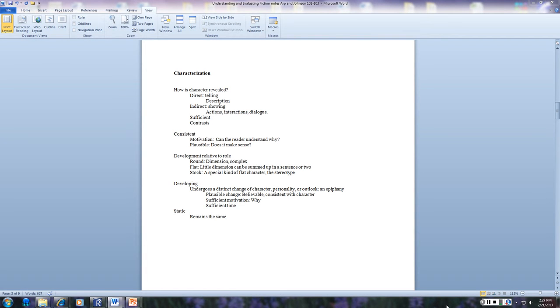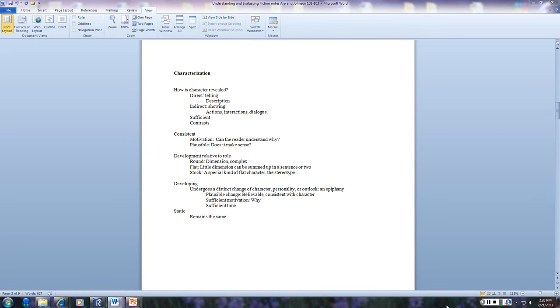And when they behave, can their behavior be understood? Can we understand why? And does it make sense? We also want to look at how the character is developed. We talk about round characters and flat characters. And a round character is one that has dimension, that is complex, sort of a three-dimensional character, one that we know a lot about and that we understand a lot about through the description, their actions, their dialogue, their interactions. A flat character has little dimension, and basically we can describe them in a sentence or two.